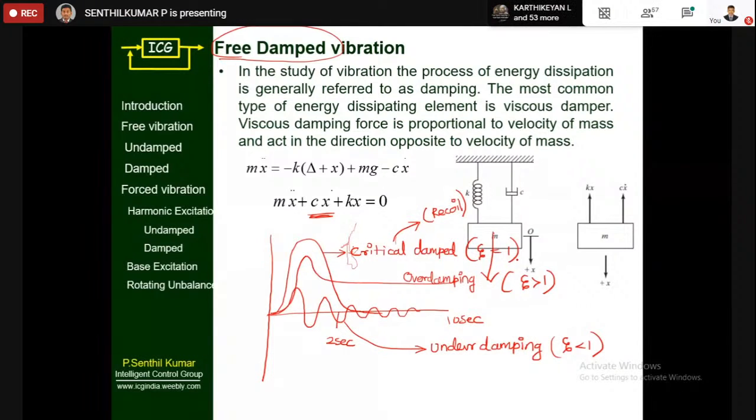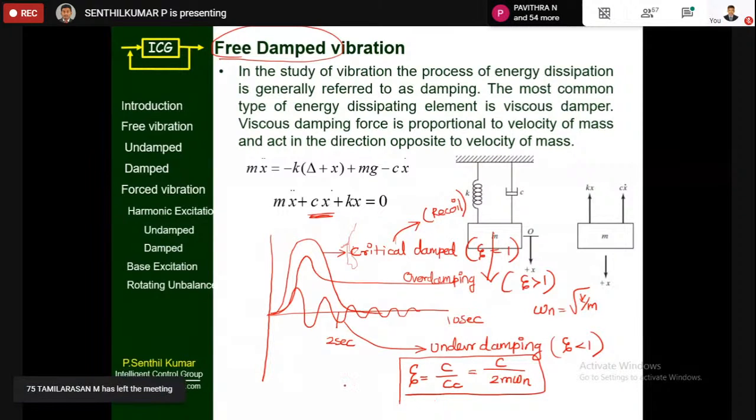Then how do you find eta? That's another question. Eta equal to C by Cc. What is C? Damping. Cc is critical damping. How do you find Cc? The formula is 2m omega n. How do you find omega n? Square root of k by m. C will be given. So this is the formula. Sometimes C, m, k will be given.